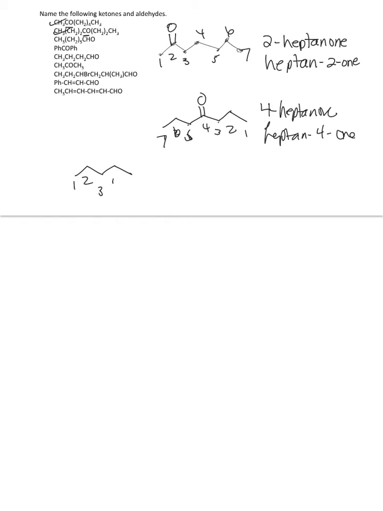Okay, the next one we have 5, 6, 7. 1, 2, 3, 4, 5, 6, 7. And this is an aldehyde. Your aldehyde here, CHO, will always be on a terminal carbon. You don't have to number it because it always has to be on that terminal carbon. So that's heptanal. You could number it, but you don't have to.